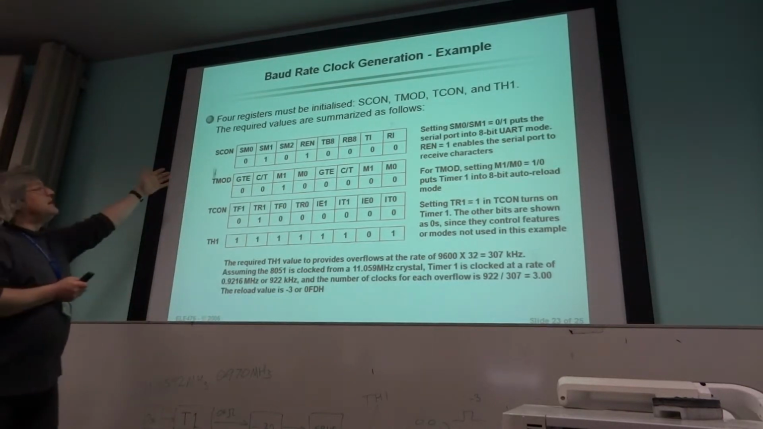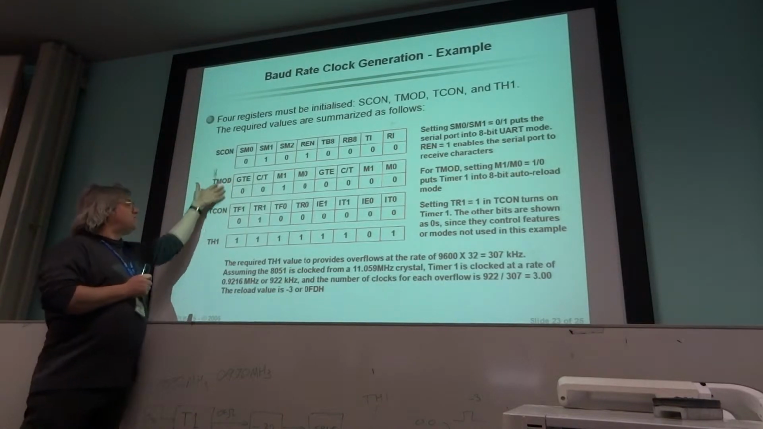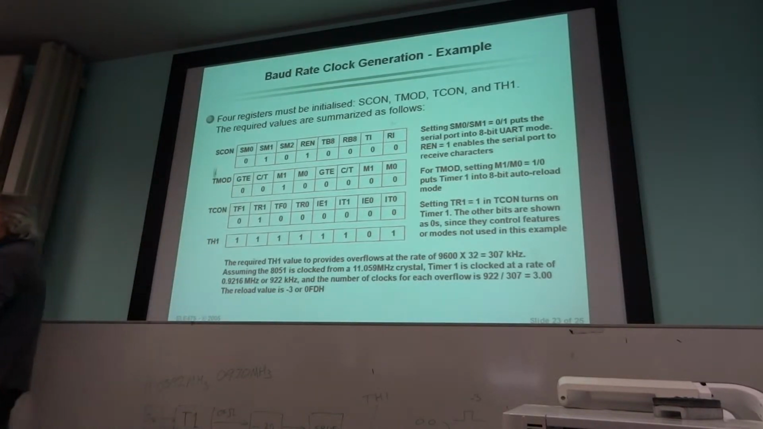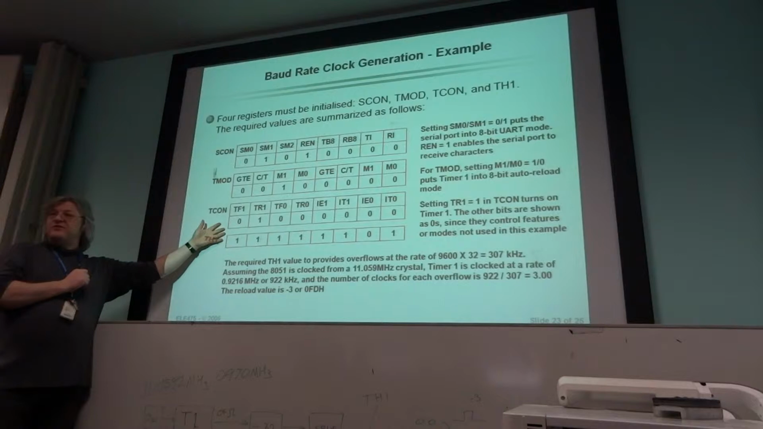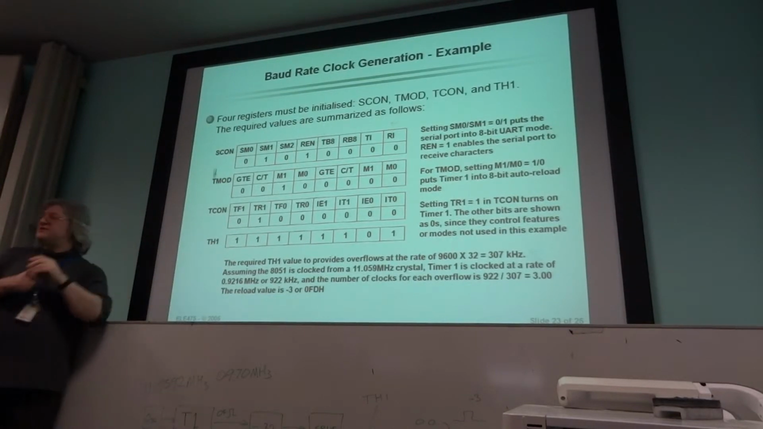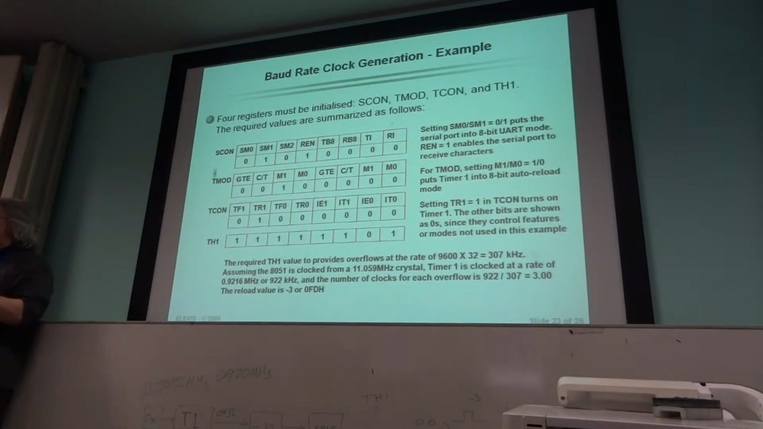In order to use the serial interface in this way, these are all the registers that you're going to have to fiddle with. The good news is you don't have to fiddle with them more than once. You just configure it when you first power up the microcontroller, and thereafter, unless you want to change the baud rate, just leave it as it is. Okay?